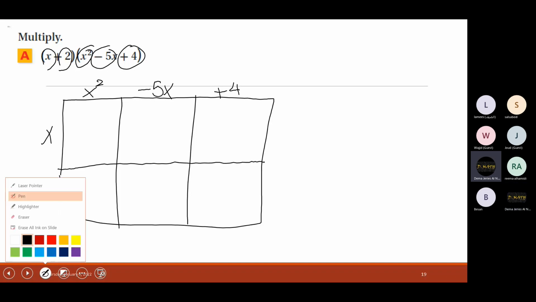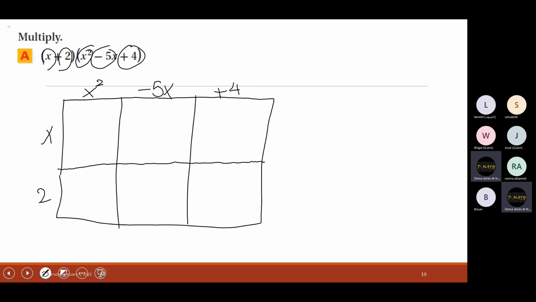Then, you will find the area of each rectangle. So here, you will multiply the width times the length. x squared times x will be x cubed, and you add the powers to get 3. Bravo. The second one, here we have negative 5x and x. The length of this rectangle is x. So you multiply negative 5x with x, which is negative 5x to the power of what?